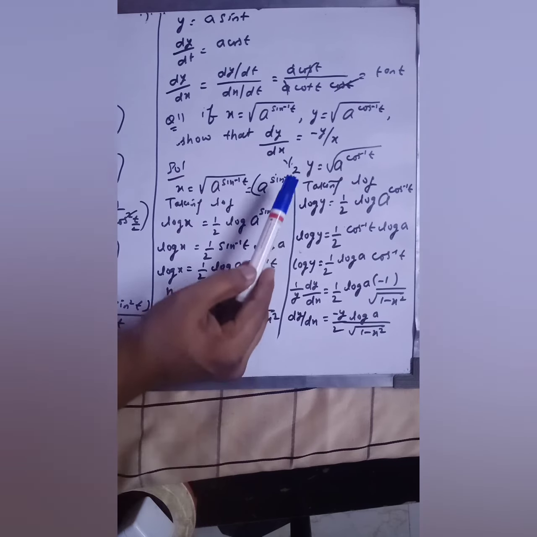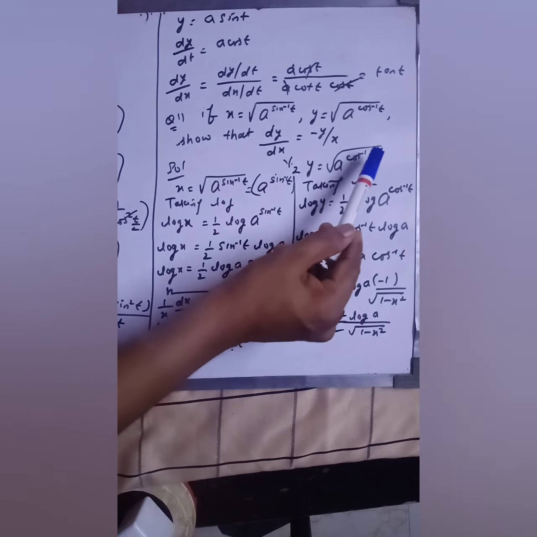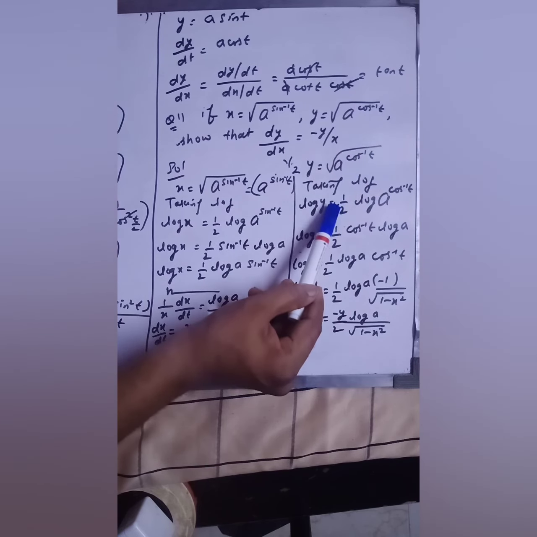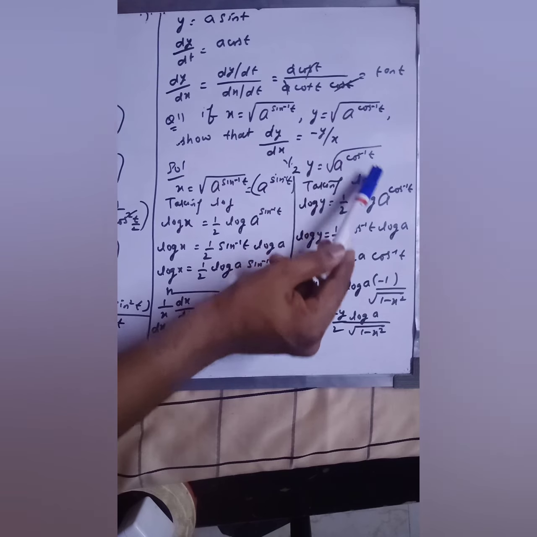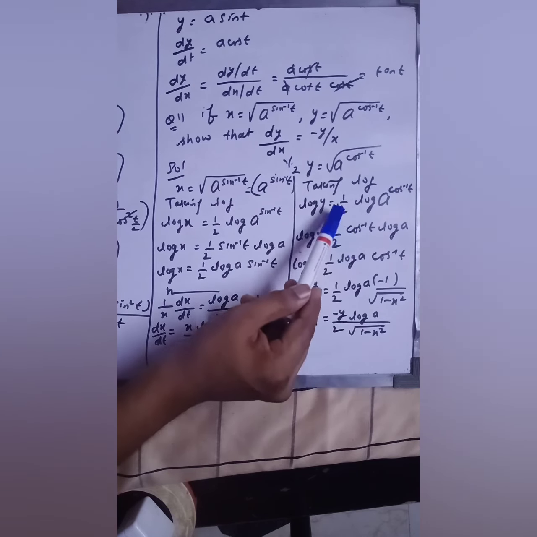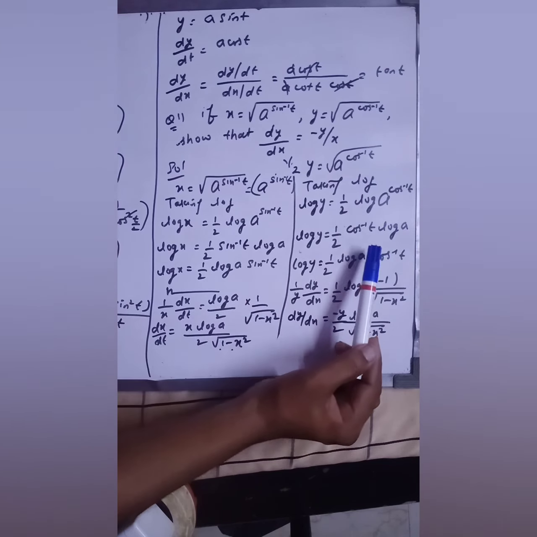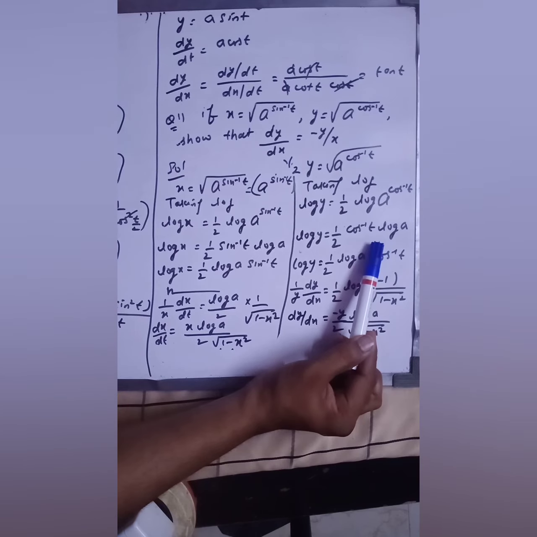Okay, similarly your y is this, again I'm taking log both sides. Okay, so this power 1 by 2 will come first, and then cos inverse t, and this cos inverse will also come before this. So half cos inverse t and then log a. Got it? I think up to this step all clear.